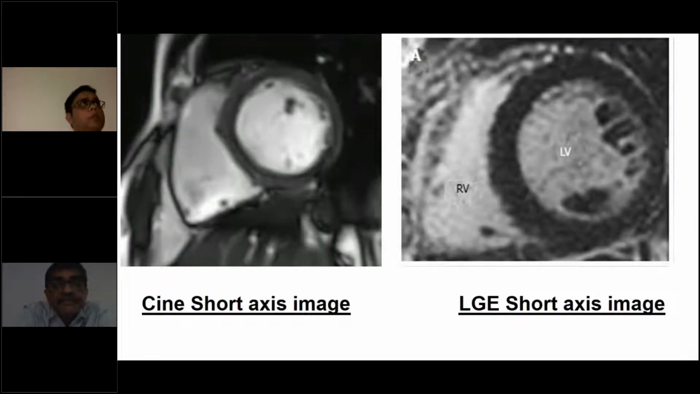Let's see how the normal images look on cine as well as the late gadolinium enhancement images. On cine images, the normal myocardium is uniformly dark while the blood pool is uniformly bright. A similar appearance is seen on the late gadolinium enhancement images. In this, normal myocardium is uniformly dark and the blood pool is bright.